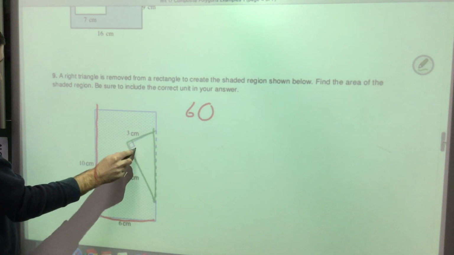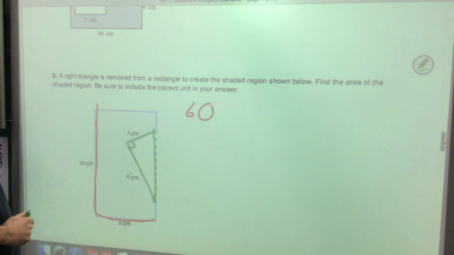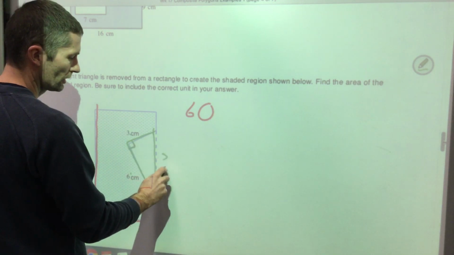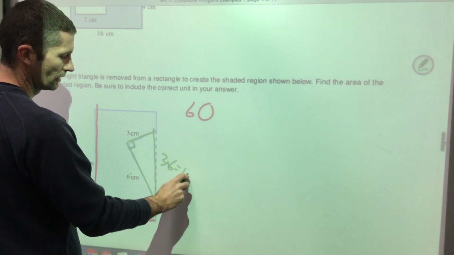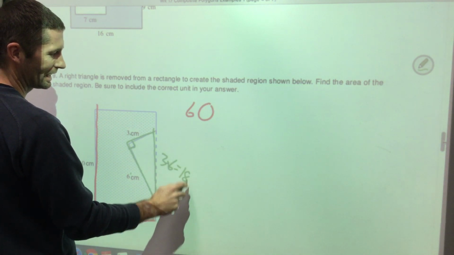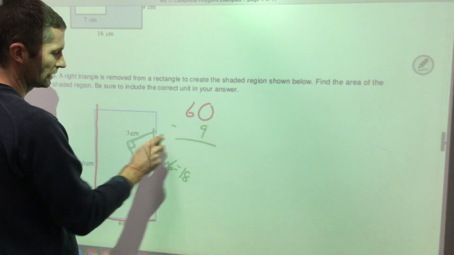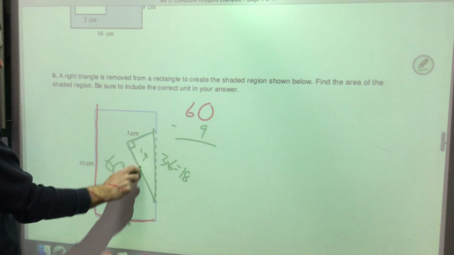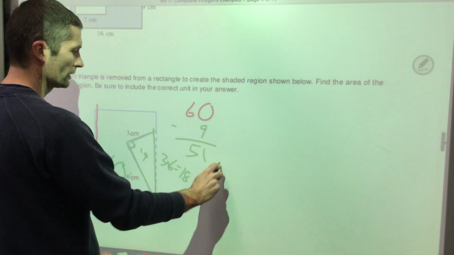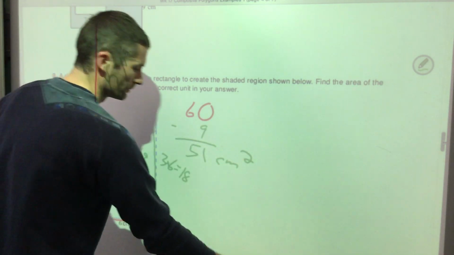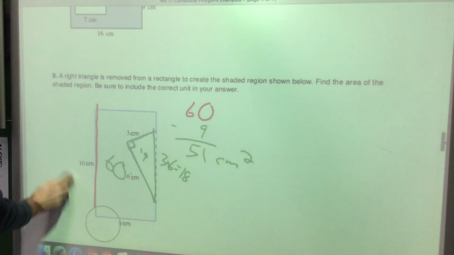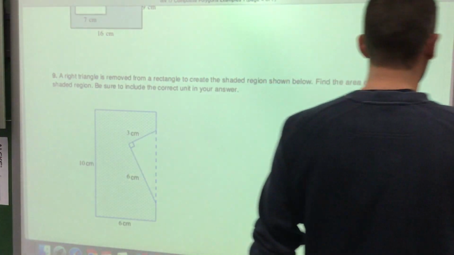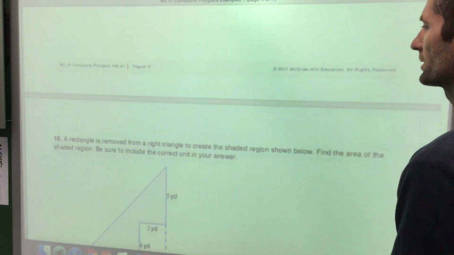Find the right angle, always find the right angle. So half base times height, half 3 times 6. 3 times 6 is 18, so half of 18 is 9. So we're going to do 60 minus that 9. The whole thing 60 minus 9. So the answer is 51 square centimeters. We know it's got to be less than 60. So our answer does make sense.